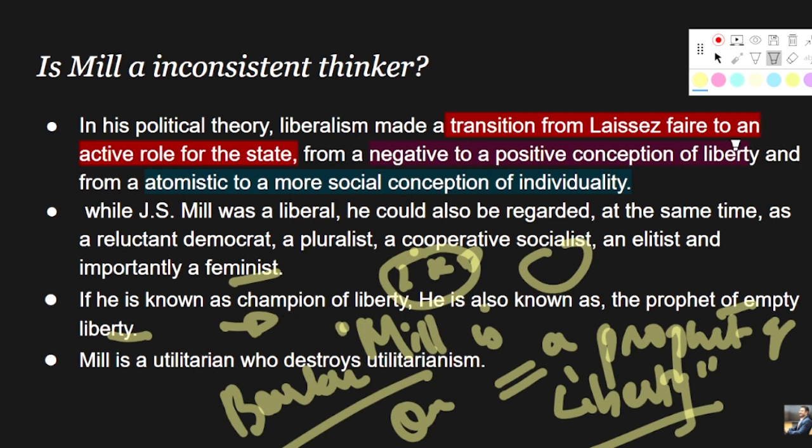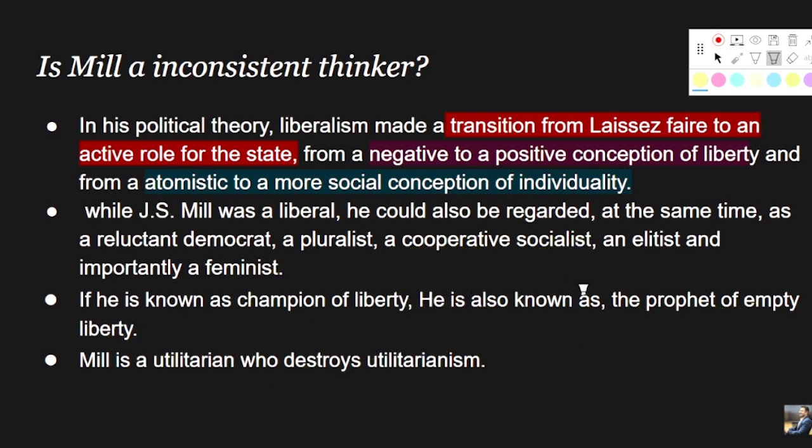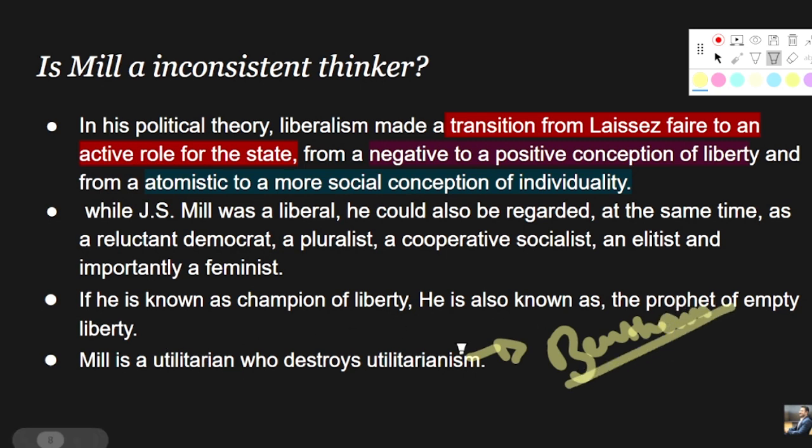So this is the inconsistency we can see in Mill's idea, that he is known as a champion of liberty, but he is also known as the prophet of empty liberty. Mill is a utilitarian who destroyed utilitarianism, right? Utilitarianism was an original idea of Bentham, which talks about a very limited concept of utilitarianism. Mill comes into the sphere of utilitarianism, and he completely revolutionizes the idea, giving a more social notion of utilitarianism, that is, the greatest happiness of the greatest number. That is why it is alleged that he is a utilitarian who destroyed utilitarianism, the more original, Benthamite notion of utilitarianism.